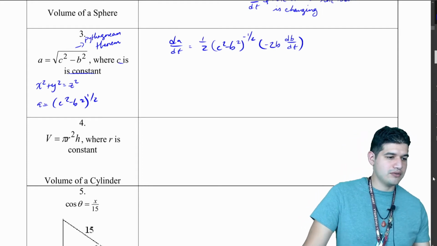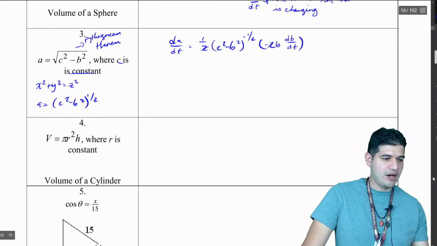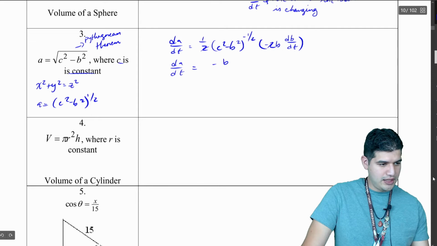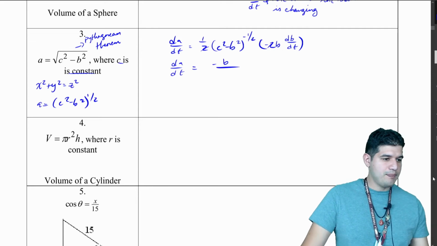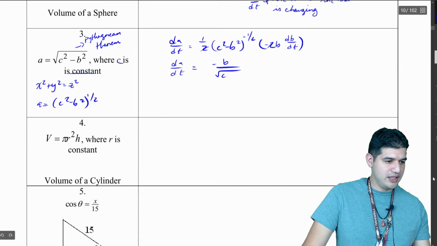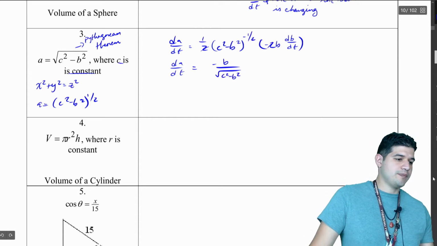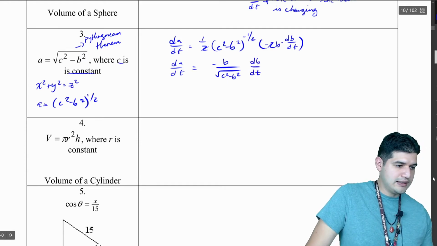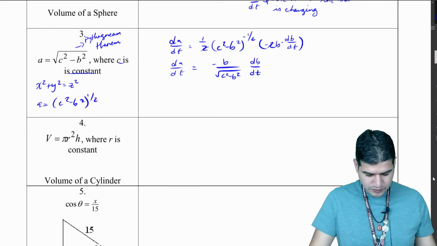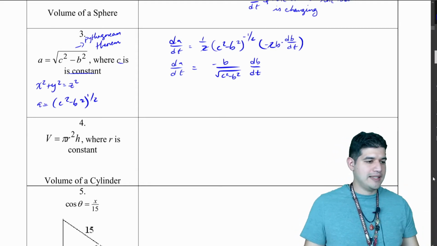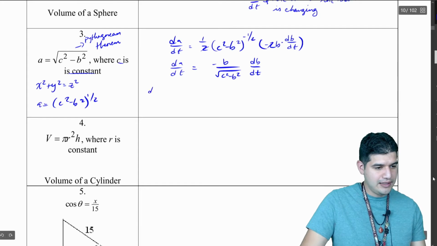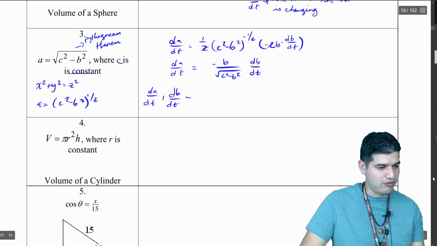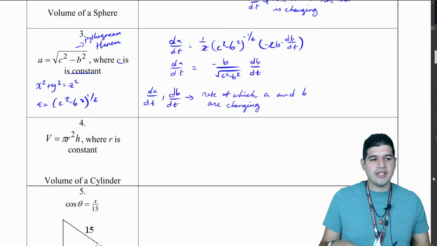Let's rewrite this real quick because those 2's are going to divide out, and I get dA dt equals negative b, so that b stays in the numerator, and I get the square root of c squared minus b squared in my denominator, still multiplied by dB dt. Let's write what we're trying to say here. What do dA dt and dB dt stand for? Those are just the rates at which, again, it's for a triangle.